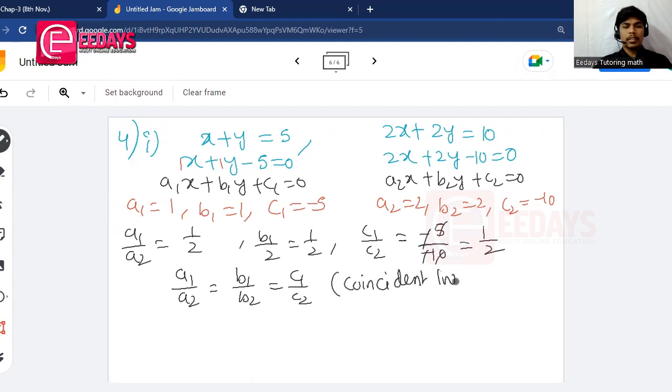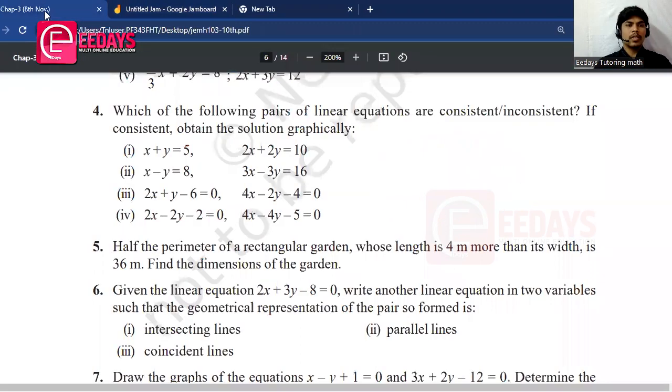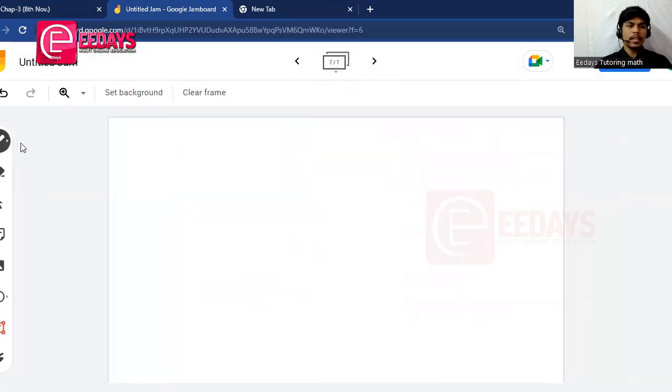Coincident line, the pair of equations are coincident lines, and it has infinitely many solutions. Infinitely many solutions. Also, it is consistent. If it is consistent, in the question they said, obtain the solution graphically. Okay, we have to prove it graphically. You just write the equation once.